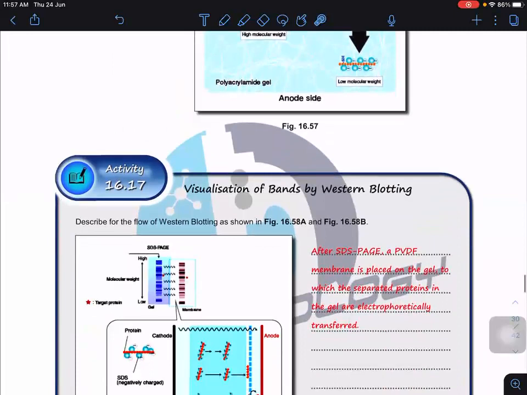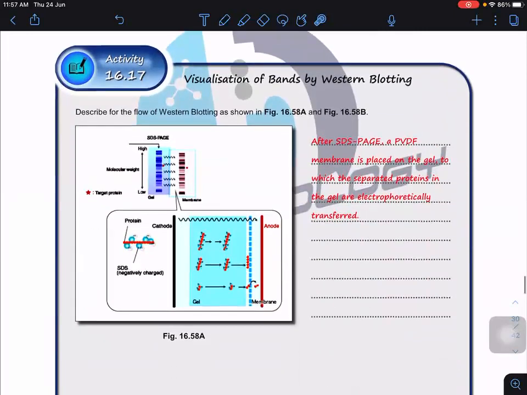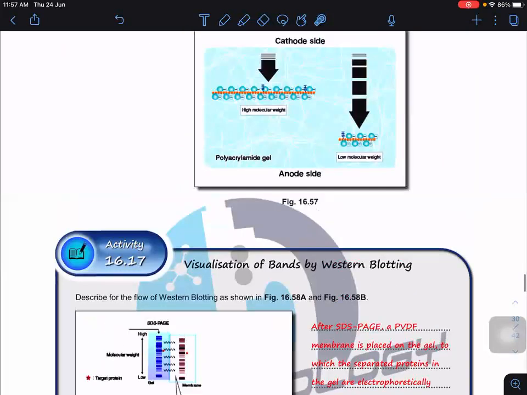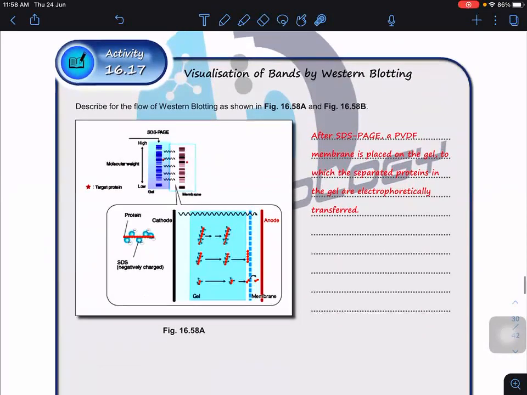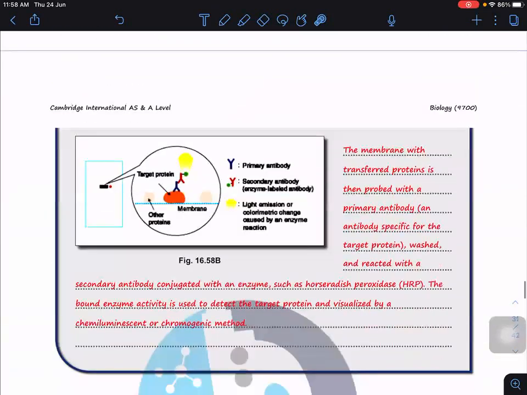Okay, so I'll stop here. Tomorrow, we're going to continue with visualization of bands using Western blots. Previously, we talked about Southern blots, where we use DNA probes to visualize the DNA, because DNA is colorless. The same goes for protein. Protein is also colorless. When proteins are colorless, how can we detect them? This one we're going to link back to your ES topic, monoclonal antibody. The method is almost the same.